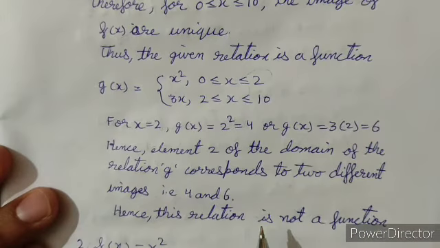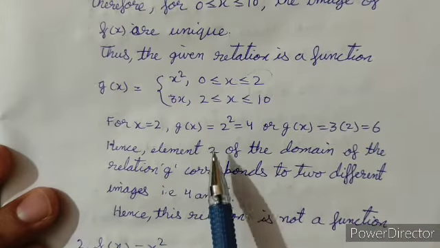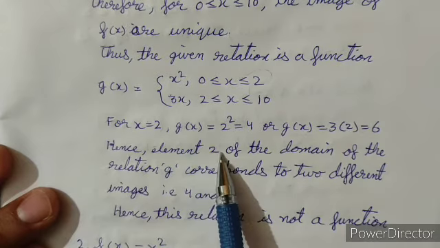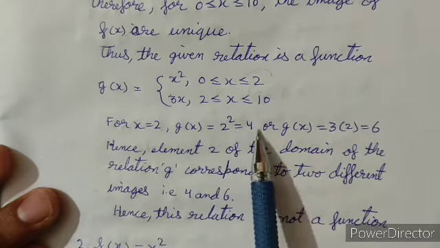Hence the relation is not a function, as element 2 of the domain has two images, 4 and 6.